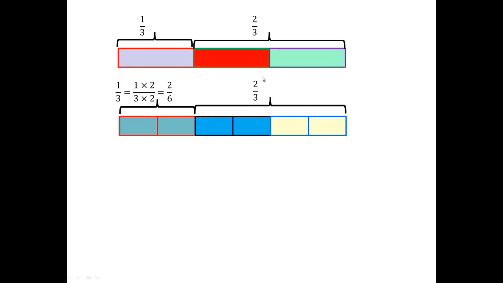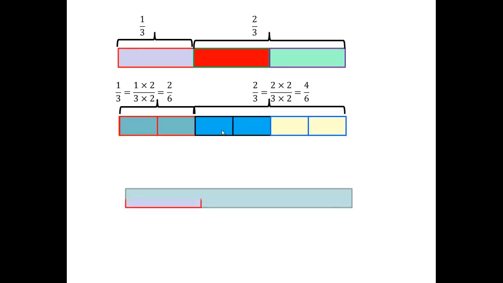See if you can tell me what's the equivalent fraction to 2/3. I'll give you a few seconds. So here's 2/3 and here's 2/3 written in another form. What do you think it represents? So that would be 4/6. So as long as you multiply numerator and denominator by the same amount, then you create equivalent fractions.